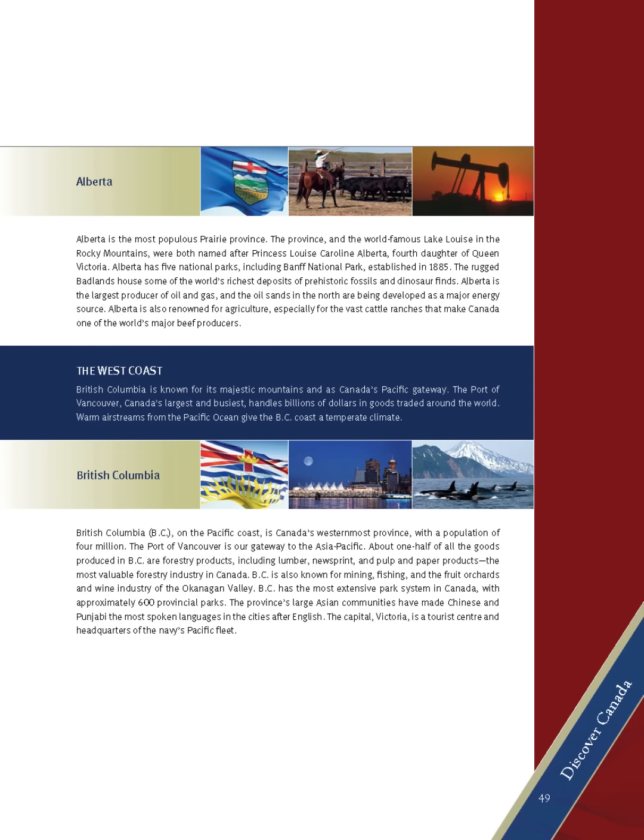Alberta. Alberta is the most populous prairie province. The province and the world-famous Lake Louise in the Rocky Mountains were both named after Princess Louise Caroline Alberta, 4th daughter of Queen Victoria. Alberta has 5 national parks, including Banff National Park, established in 1885. The rugged Badlands house some of the world's richest deposits of prehistoric fossils and dinosaur finds.